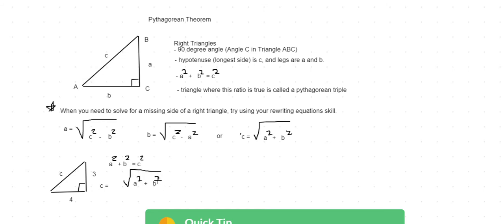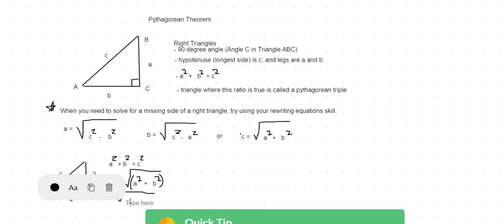So I can rewrite it to c is the square root of a squared plus b squared. And you're going to want to put this in parentheses here, just so you know you do that first. And then I just plug the numbers in, which is why the rewriting equation skill that we learned in the last class is really, really helpful for this. So for this guy, I would just go ahead and plug in.